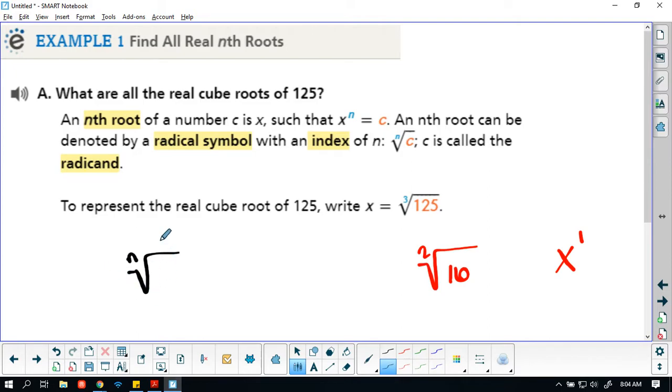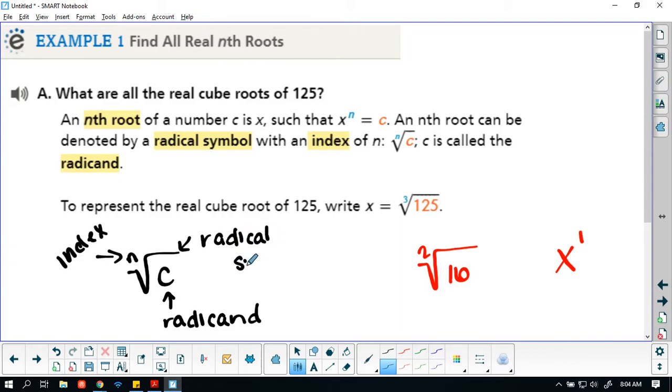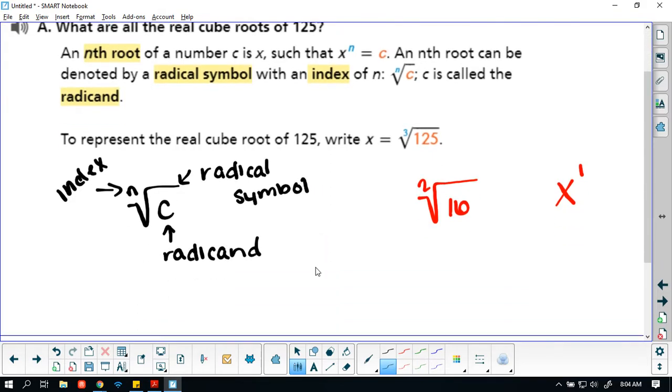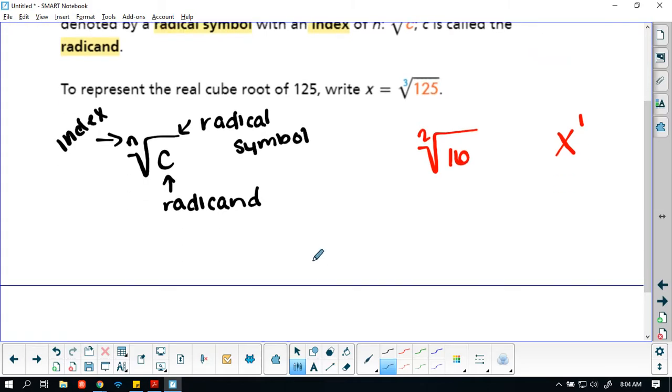The number inside the radical symbol with an index n is called the radicand. So this right here is the radicand, this value right here is the index, and this right here is the radical symbol. To represent the real cube root of 125, we write that x is equal to the cube root of 125. The next thing I'm going to do is solve for x. I'm going to cube both sides.